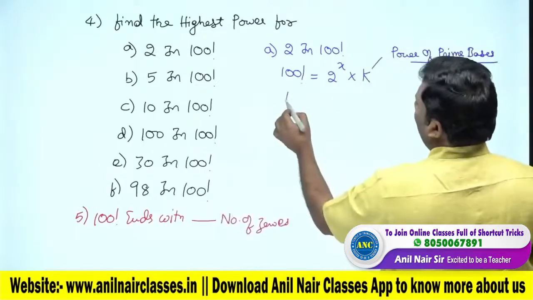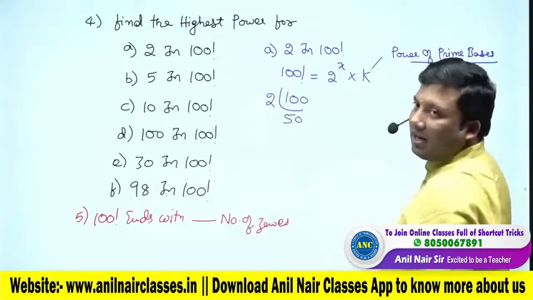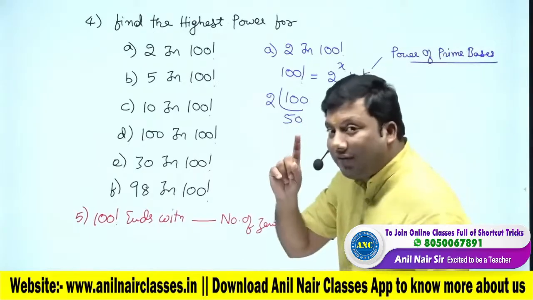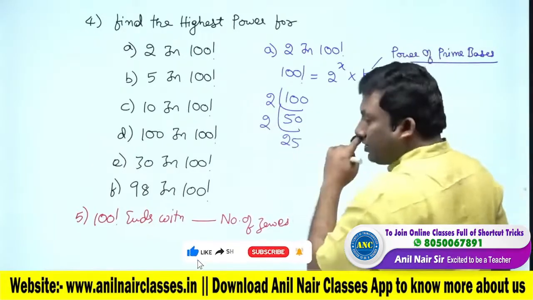So 2 power we want. Answer will be 100. 2 50s are 100. Again, what is 50? There are 50 multiples of 2. There are 25 multiples of 4.